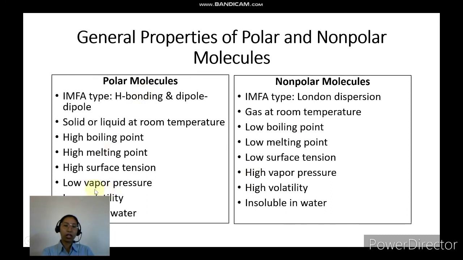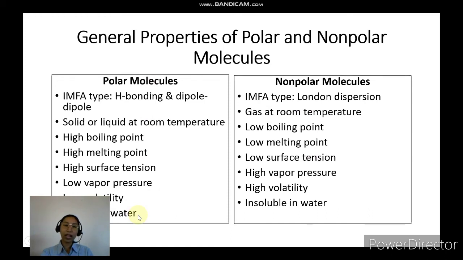So diri sa polar molecules, low ang vapor pressure and low ang volatility. While sa pikas is high ang vapor pressure ug high volatility. Ano kaya? Remember, because diri na part, remember, ang polar mostly is solid or liquid at room temp. Diba? Tapos remember, ang vapor pressure ug volatility is measure kasagaran sa gaseous state, diba? Mao na siya kay tungod kay gas man ang non-polar at room temp, mao na mas taas pud ang iyang vapor pressure ug volatility.